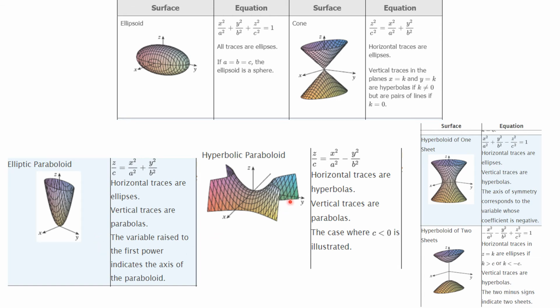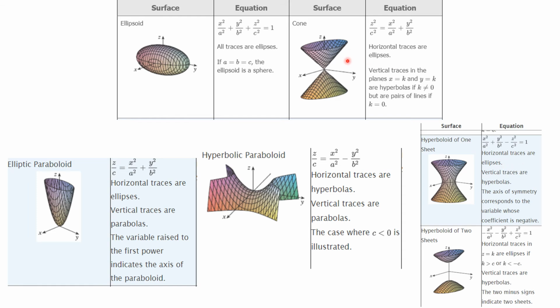We also did one of these. This is the hyperbolic paraboloid. Horizontal traces are hyperbolas. Vertical traces are parabolas. And this is the case where c is less than 0. It will go the other way if c is greater than 0, like a saddle mounted the other way. We also did a hyperboloid of one sheet. So horizontal traces are ellipses, vertical traces are hyperbolas, and the axis of symmetry corresponds to the variable whose coefficient is negative.